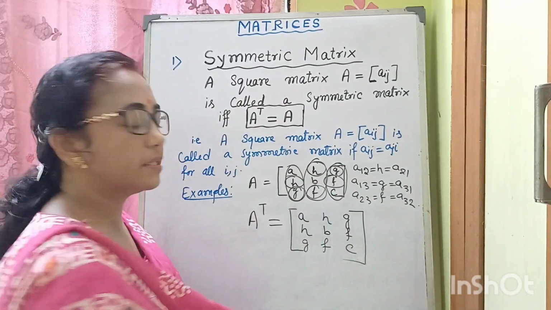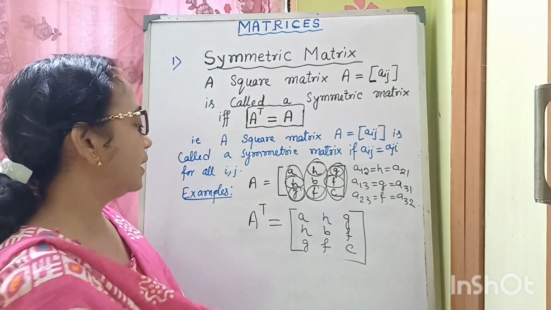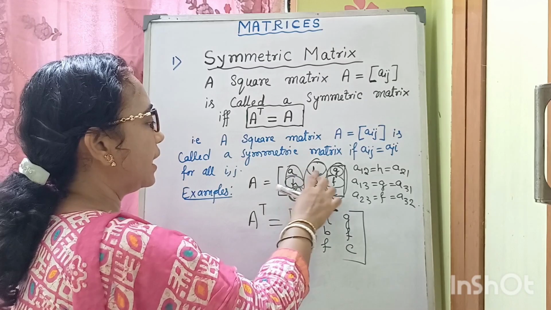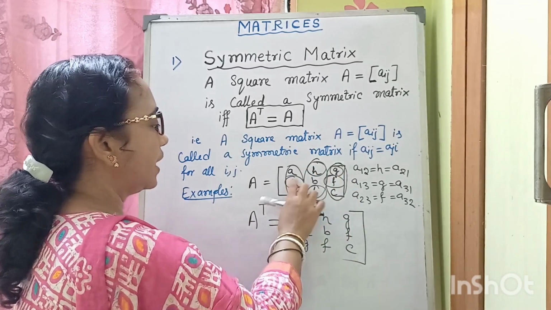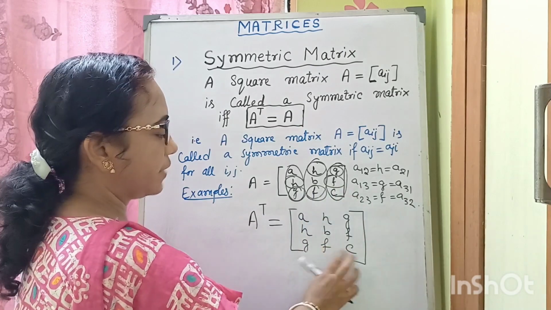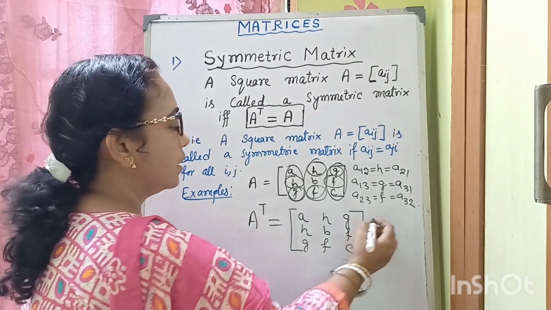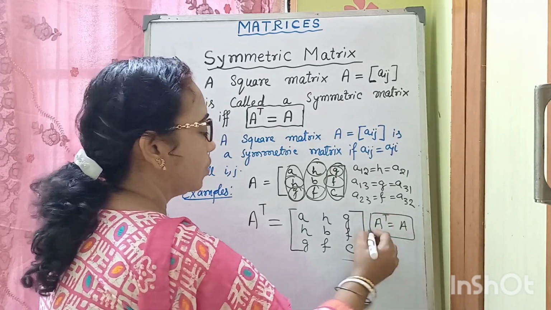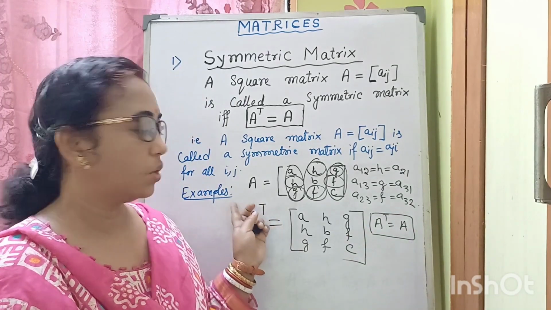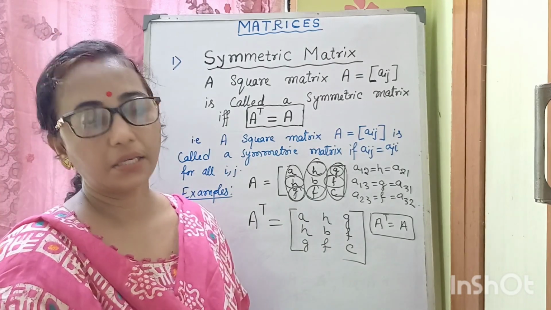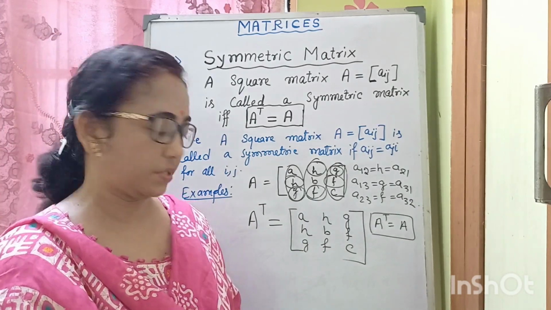Now after writing this A transpose matrix, let us compare it with matrix A. We can see that a, h, g and a, h, g; h, b, f and h, b, f; and g, f, c and g, f, c. So both are the same. That means A transpose matrix is equal to A. In this case, whatever matrix A is given is the same as its A transpose matrix. So this matrix A is called a symmetric matrix.